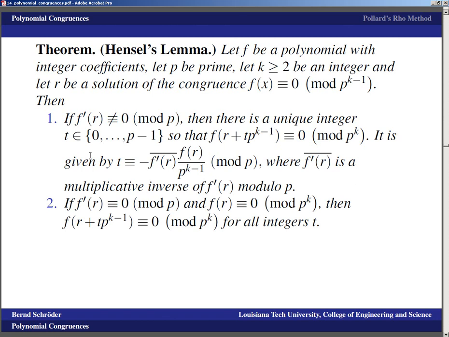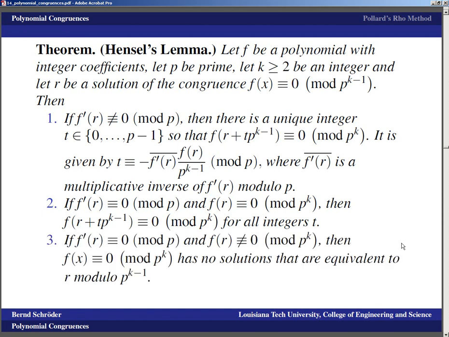Well, that of course leaves the question, what happens when the derivative is not 0, and when the derivative is not 0 at r, or not equivalent to 0 modulo p at r, and if f of r is equivalent to 0 modulo p to the k, well then we have that f of r plus t times p to the k minus 1 is equivalent to 0 modulo p to the k for all integers t. So, well, that basically means if we already have a solution modulo p to the k, which is what we're looking for, and of course once you've got a guess like this r, you can test that, well then you don't just have one solution, but you've got a bunch of solutions.